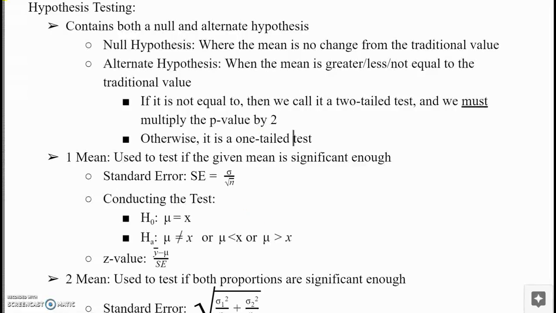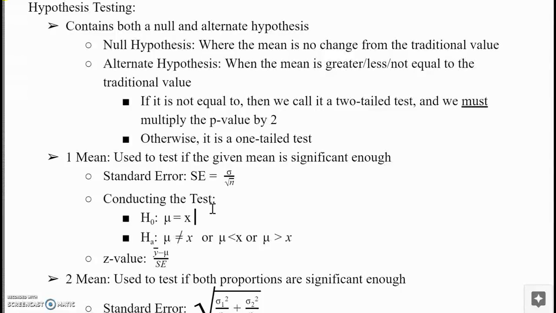Now, a one-mean hypothesis test is used to test whether the given mean is significant enough. Again, standard error is your lowercase sigma divided by the square root of n, or your sample standard deviation divided by the square root of n. Conducting the test, again, your null would be that mu is equal to some value. But this time, your mu doesn't have a boundary. It can range from anything to anything. It has your boundary as negative infinity to infinity. Generally, you won't have infinity.